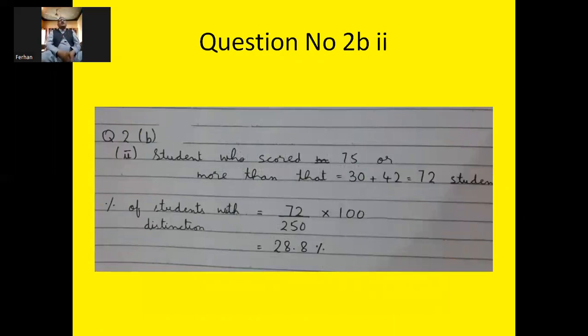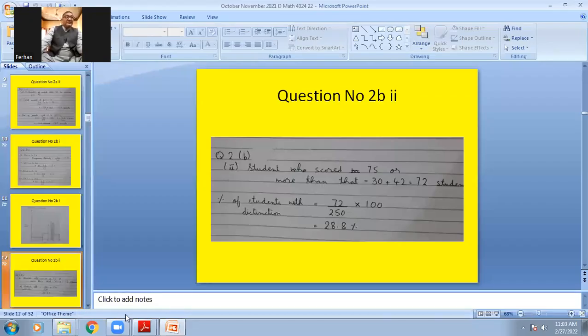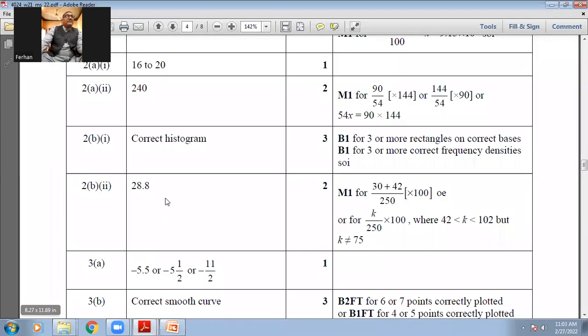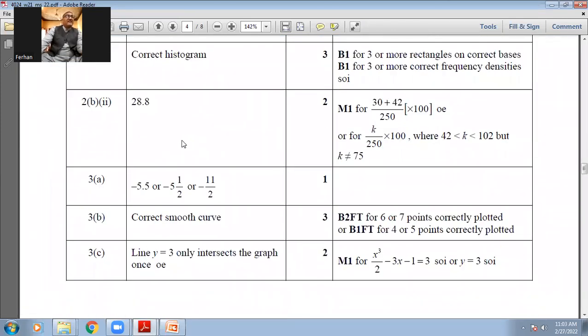Okay, so the students who scored 75 or more are 30 plus 42, which is 72 students. And I told you how we found how many people scored more than 75. So the percentage of students who were given a distinction will be 72 divided by 250 multiplied by 100, and that will be 28.8%. So that will be 28.8%. Let's have a look at the marking scheme. Our answer is right.